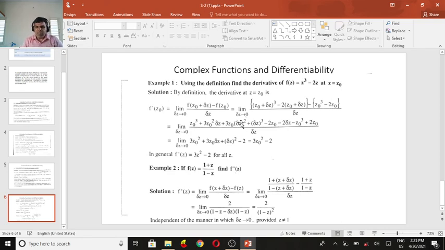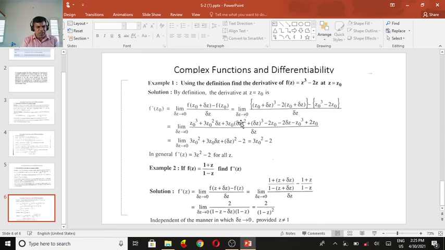This is independent of the manner in which delta z tends to 0. Here z is not equal to 1. If z equals 1, this is not defined, so z is not equal to 1. This is the domain where the function is defined and the derivative exists. Simply, we take one more, expressed in the same terms.